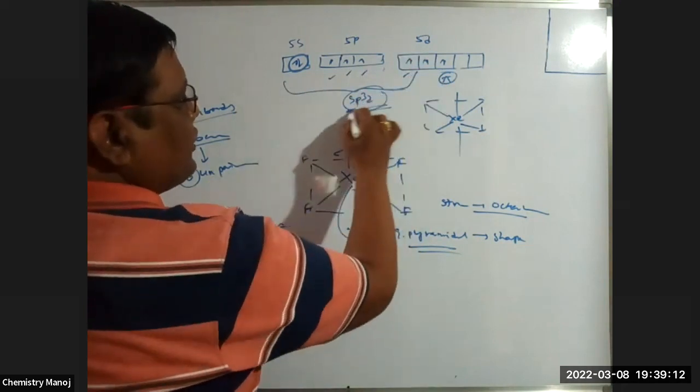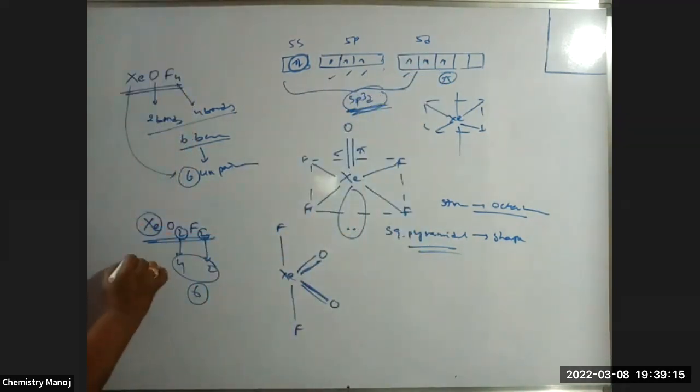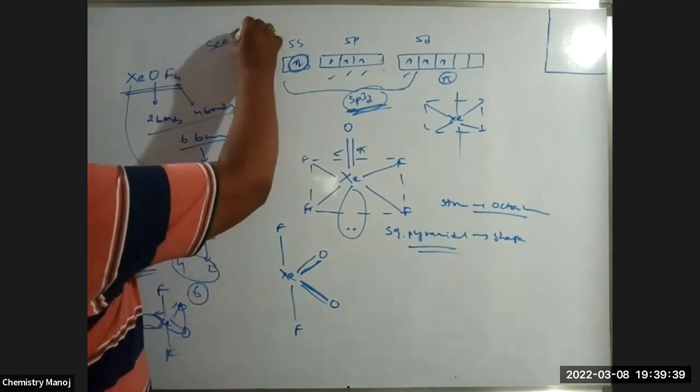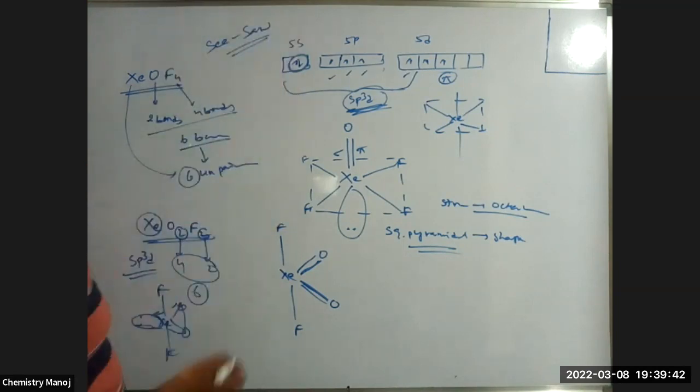What is this hybridization? sp3d hybridization. sp3d means what we expected: trigonal planar, one above, one below. Correct or not? Yes, sir. So that is a trigonal bipyramidal shape. But one lone pair is here, and 2 oxygens and 2 fluorines are here. The shape is called a seesaw shape. What we expected is trigonal bipyramidal, but the observed one is a seesaw.